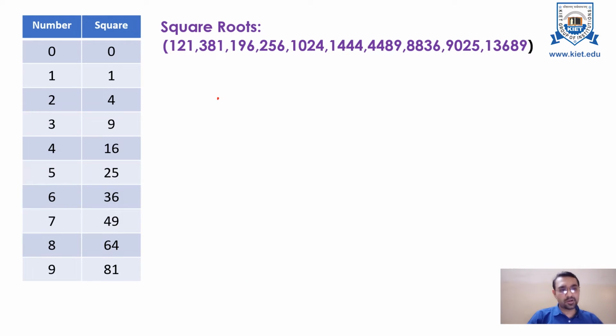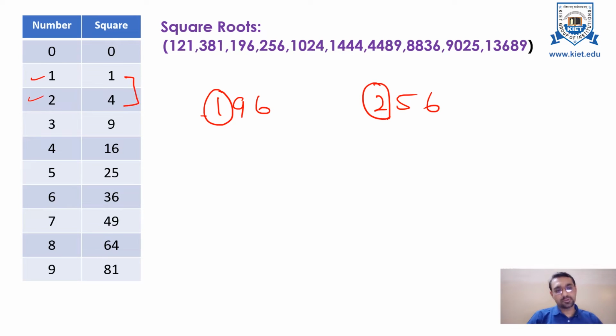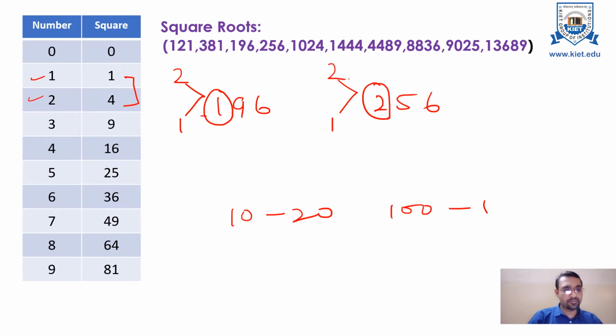Okay, next we will find the square root of 196 and 256. So first we will try to find out the range. Just leave the last two digits, so you will be left with 1 and 2. So this one lies between the square of 1 and 2. Again this 2 lies between the square of 1 and 2. Okay, so I can say the range of the square root of 196 or 256 must lie between 10 and 20, because the square of 10 is 100 and the square of 20 is 400 and these two numbers lie between 100 and 400.